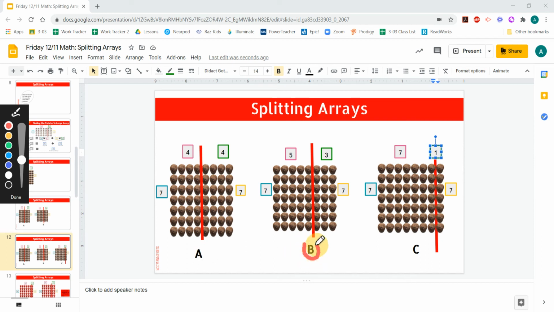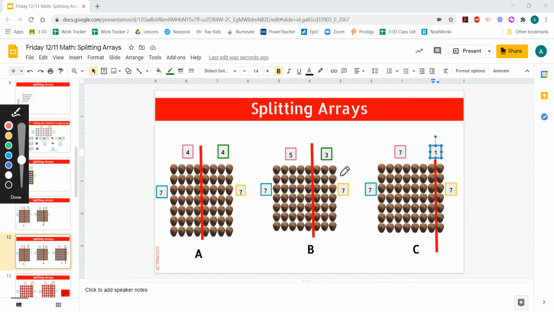For me personally, it would be B, because I know how to skip count by 5s really quickly, and I would be able to find 7 times 5 easily. And then to find 7 times 3, I can just skip count by 7 3 times.